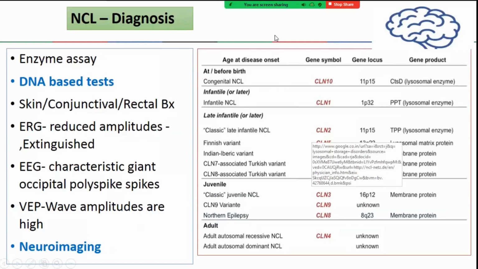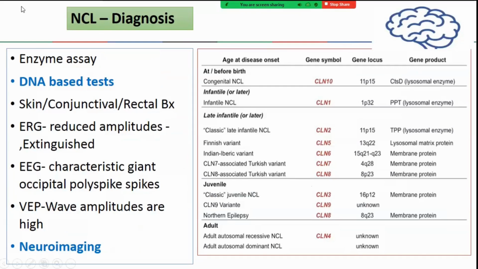Now, this is one disease. I was thinking to put in a case, but I forgot about it. So neuronal ceroid lipofuscinosis is one neurodegenerative disorder which is said to be the commonest. And there are many variants, starting from early infantile, late infantile, to adult onset, and the manifestations are very, very different.